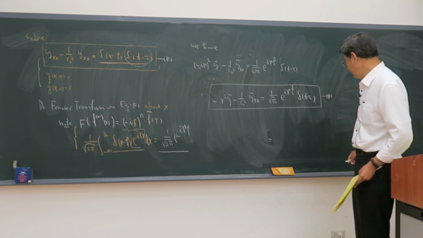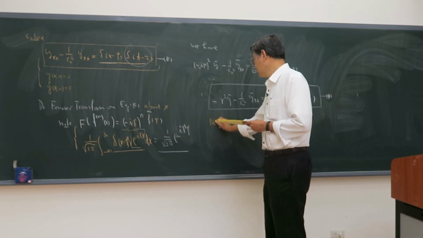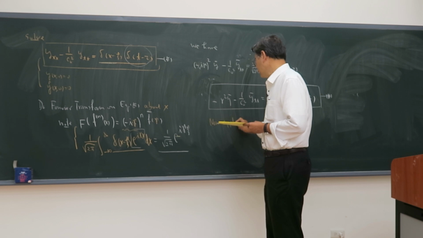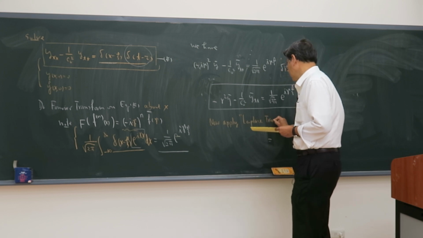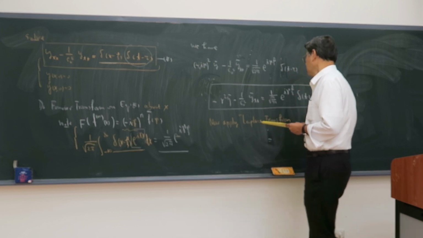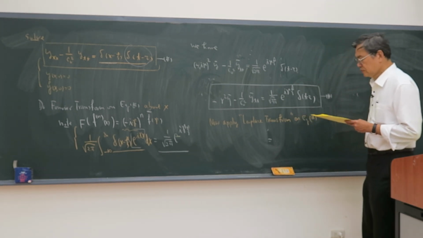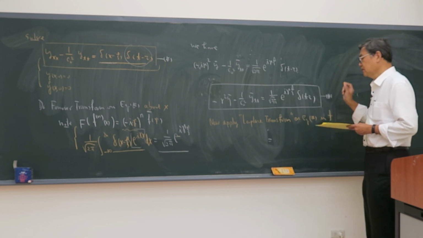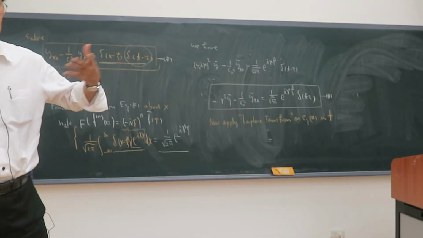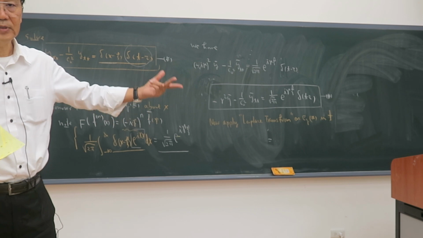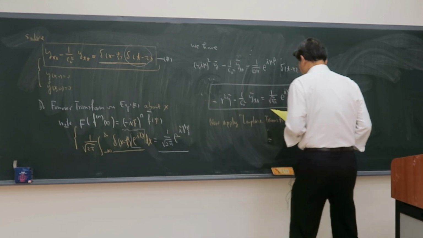Then we apply the Laplace transform on equation double star in the time domain. So first we transform the x domain to gamma, then we transform the time domain to another domain, which we call p.